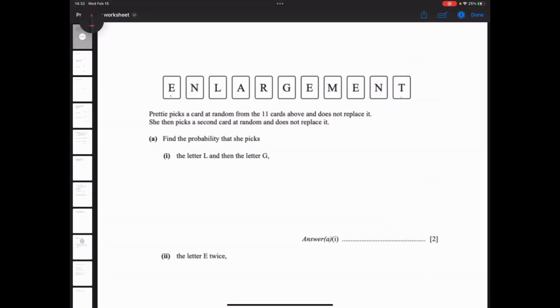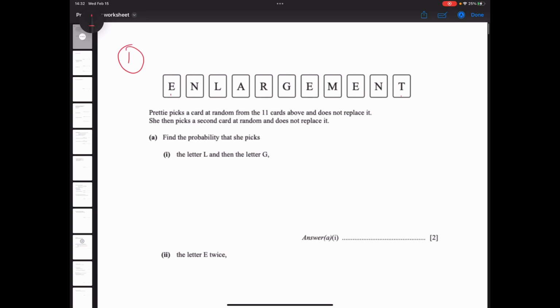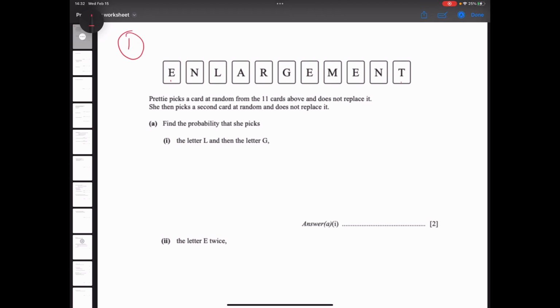Hello everyone, this is the probability worksheet and we're going to start with the first question. It says that Petit picks up a card at random from 11 cards and does not replace it. You've got to focus on that as well. Find the probability that she picks the letter L and the letter G.